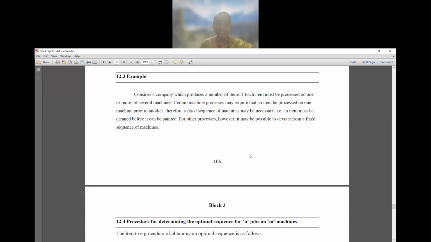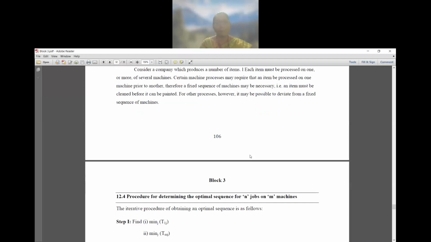Certain machine processes may require that an item be processed on one machine prior to another. Therefore, a fixed sequence of machines may be necessary. That is, an item must be cleaned before it can be painted. For other processes, however, it may be possible to deviate from a fixed sequence. This is what n jobs on m machines is. Example for n jobs on m machines.